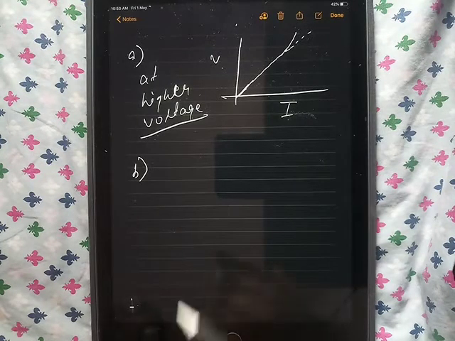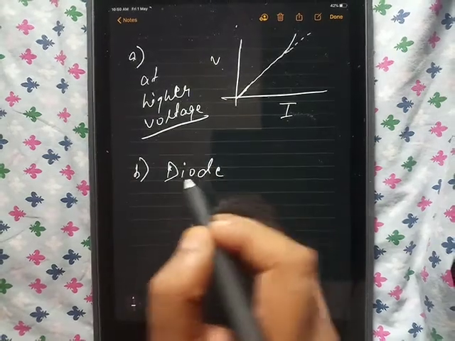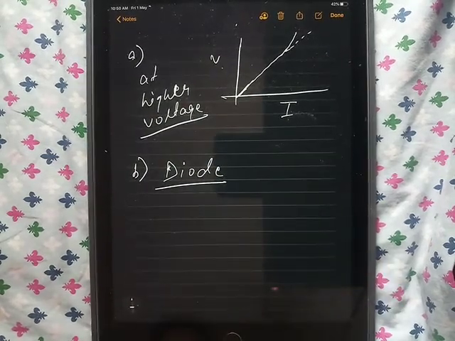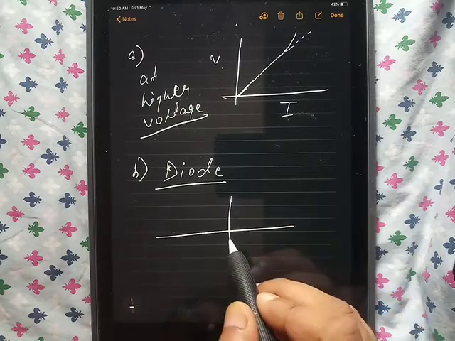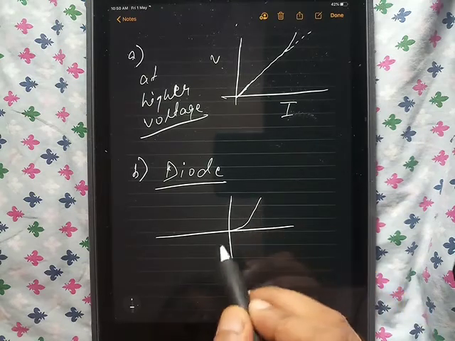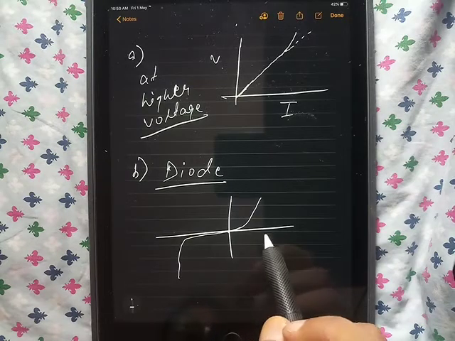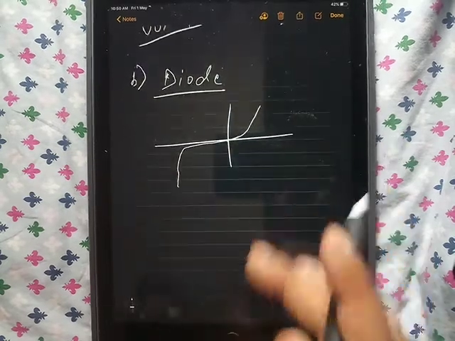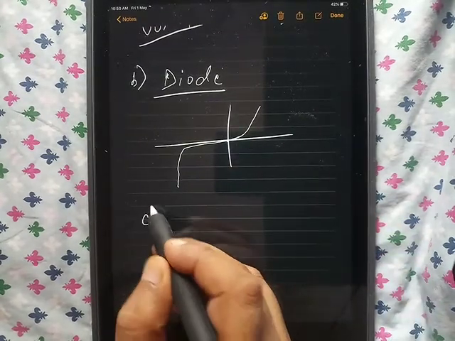Ohm's law is invalid in case of diode. We will learn about this in part 2 of the NCERT book, diode. The graph between V and I is drawn somewhat like this. So this is the clear indication where Ohm's law is invalid. In case of diode, Ohm's law is not obeyed.